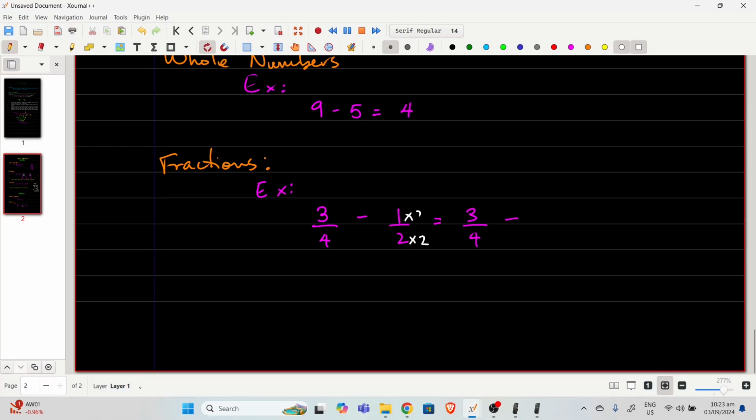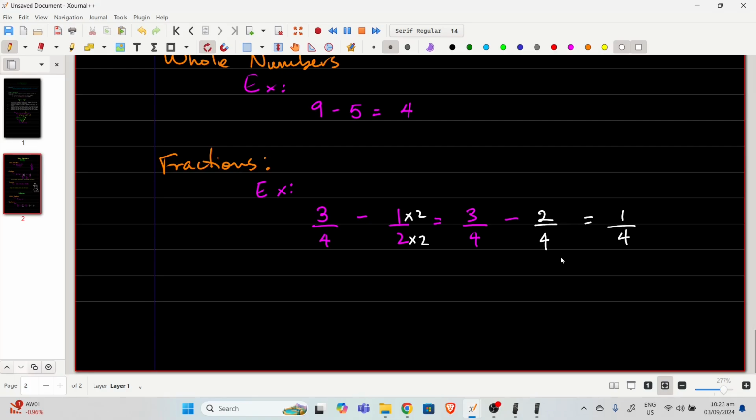and then what I need to do is I need to multiply 2 by 2 to get 4. So I'm going to have to multiply the top by 2. So I'm going to get 1 by 2, which is 2, and then this 2 by 2 is going to be 4. So 3 minus 2 is going to be 1 out of 4.